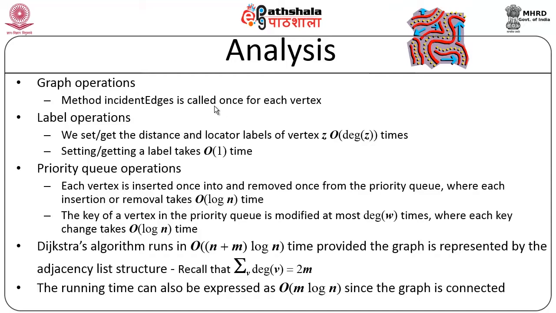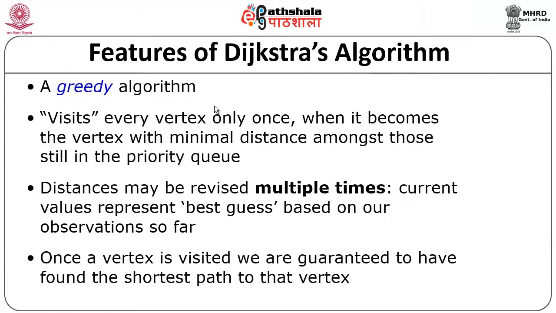Remember, degree of V is the number of times that particular node is associated with a weight, where each key change takes O(log n) time. So, Dijkstra's algorithm runs in order of (n plus m) log n time, provided the graph is represented by the adjacency list structure, where we recall that the summation of the degree of V is 2m. The running time can also be expressed as m log m, since the graph is connected.